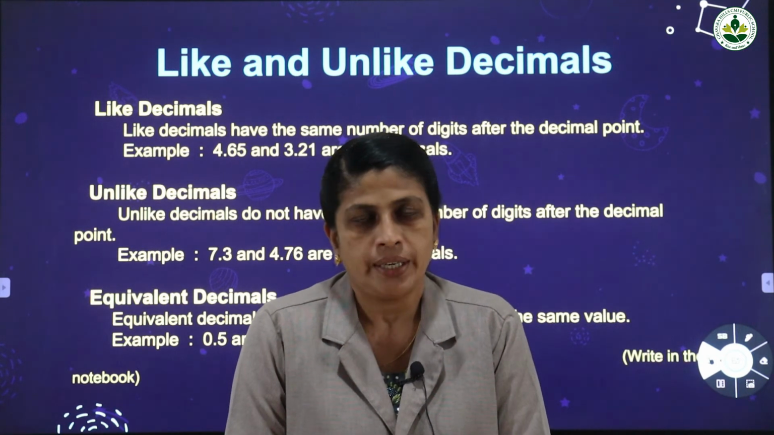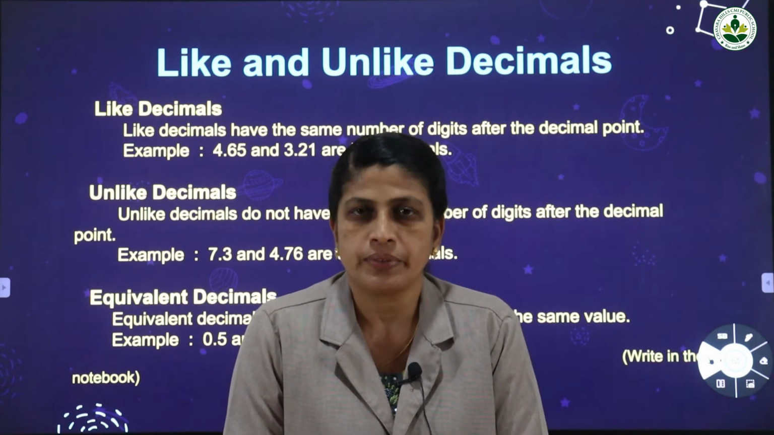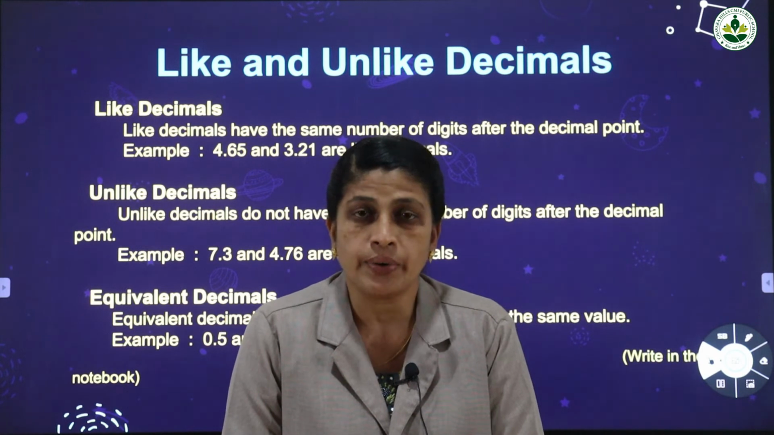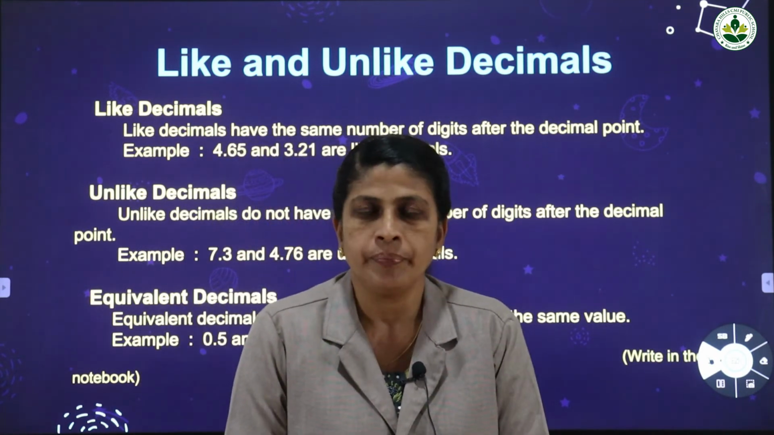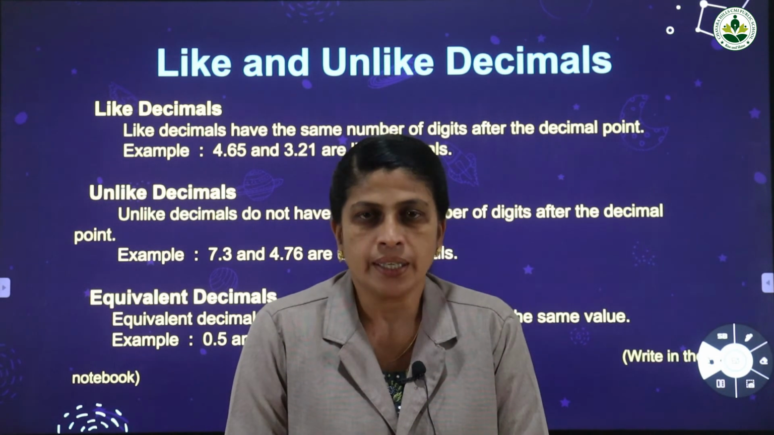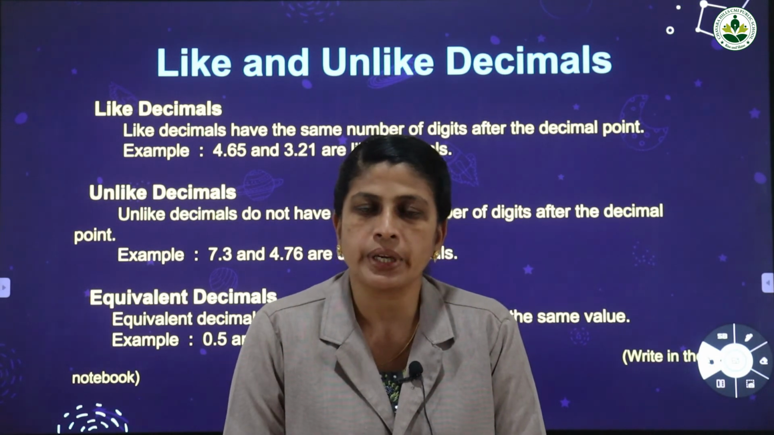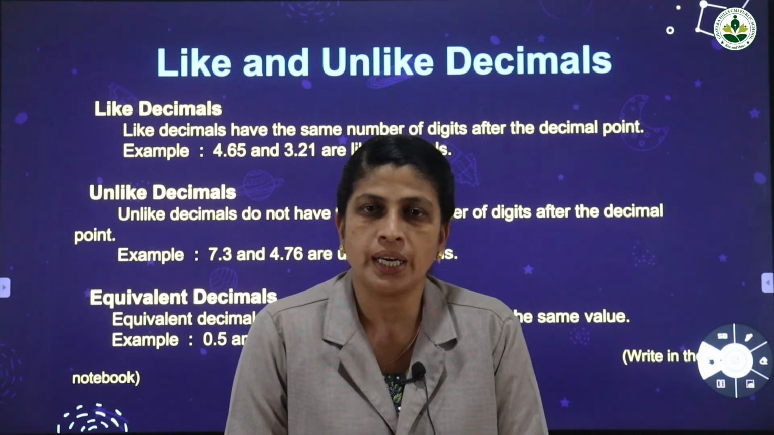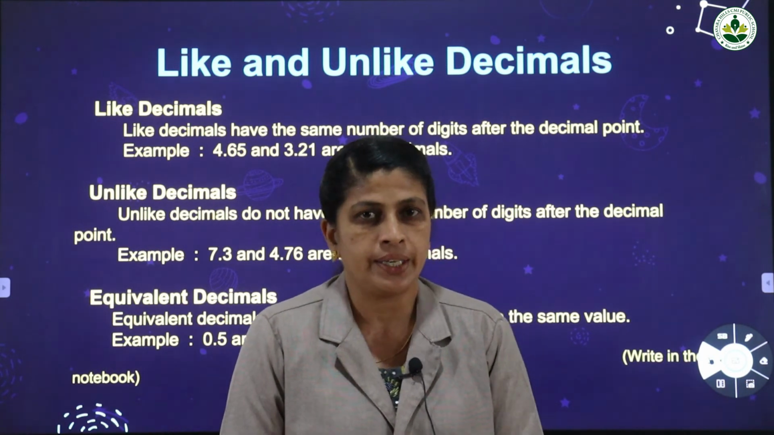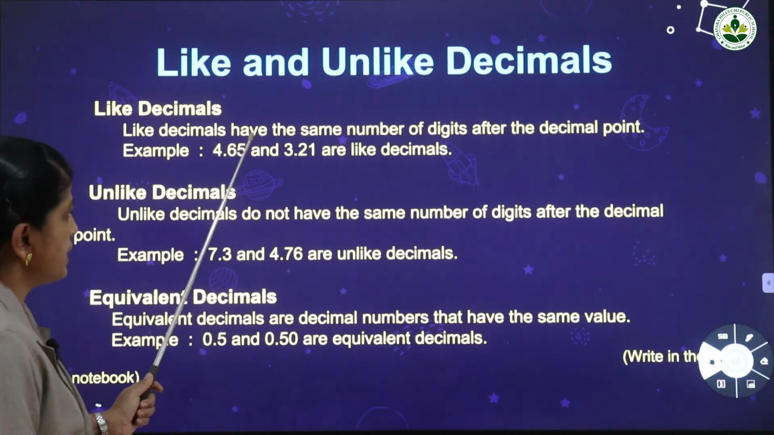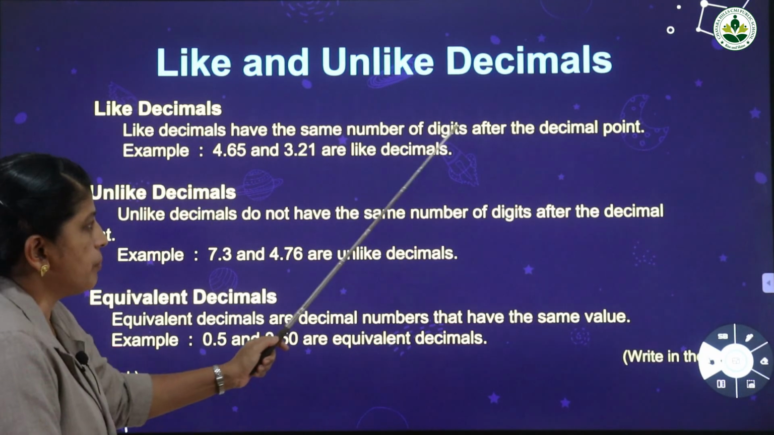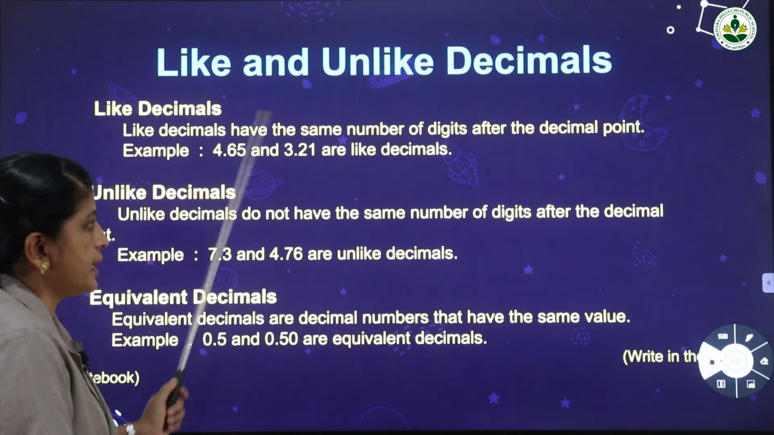And equivalent decimals is the next type of decimal. Equivalent means equal. We can make a decimal into another decimal by putting 0 after all the digits. Therefore, like decimals have the same number of digits after the decimal point.